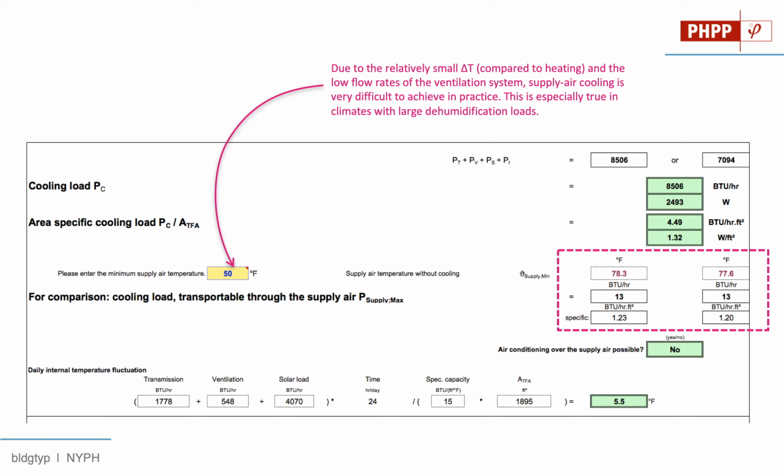And even at 50 degrees, you just aren't able to transfer enough energy through the ERV to make it a viable strategy for supplying cooling to the space. Again, in certain climates, maybe, but not in most parts of the United States. So where does that leave us?